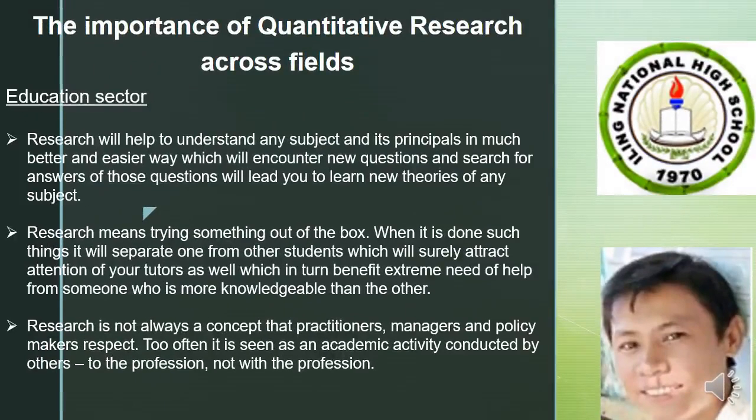So next is the education sector. What is the importance of quantitative research in education sector? First, research will help to understand any subject and its principles in much better and easier way, which will encounter new questions and search for answers of those questions will lead you to learn new theories of any subject.